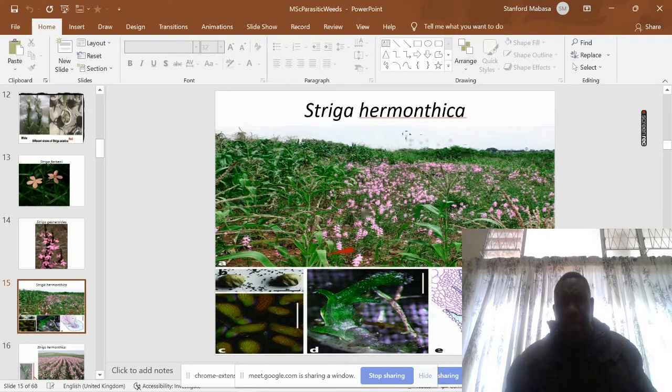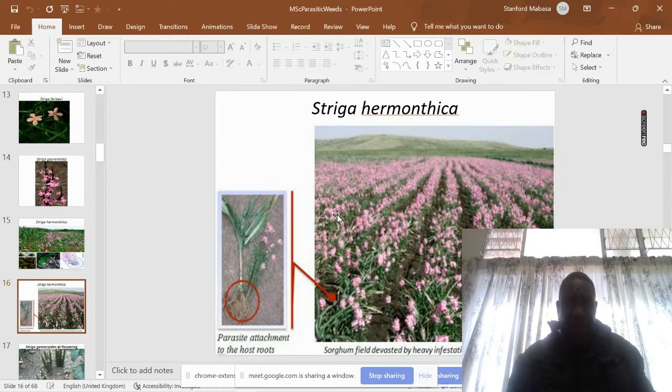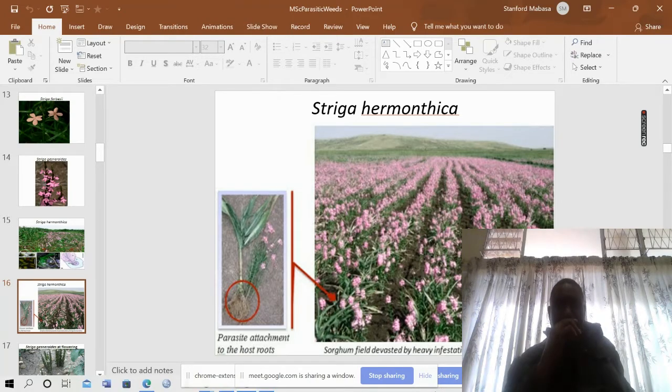This parasitic weed is known as Striga hermonthica. This one is found in West Africa. It's the major problem. And also probably in East Africa, going beyond as far as Tanzania. You can see that it's quite a serious weed, especially in East and West Africa. You can see it is growing in the rows where sorghums are being grown.